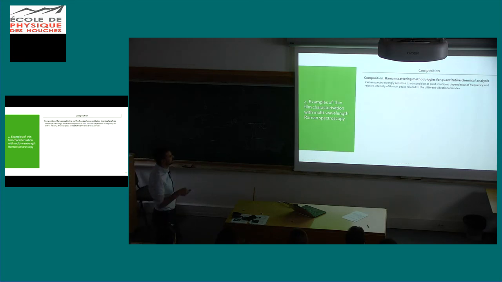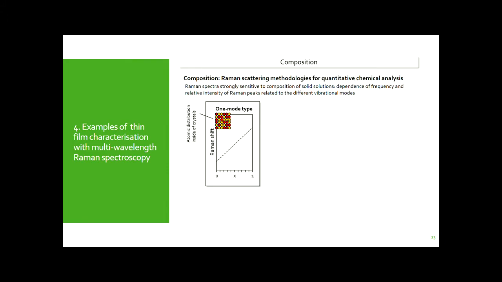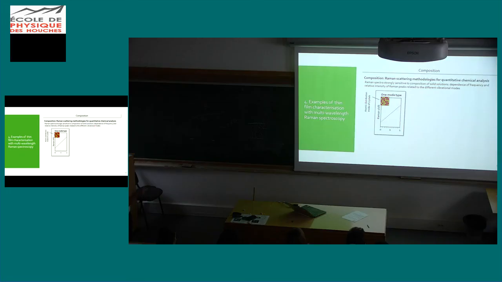For composition, then you have different possibilities. You can have one-mode type Raman spectroscopy, and normally when the atomic distribution inside your crystal is very uniform, then if you change the composition, you have just one mode that shifts with the composition. So it involves a random distribution of your atoms in your material and can be used, of course, for quantification of your composition, just based on the analysis of the frequency of your peak, on the position of your peak.